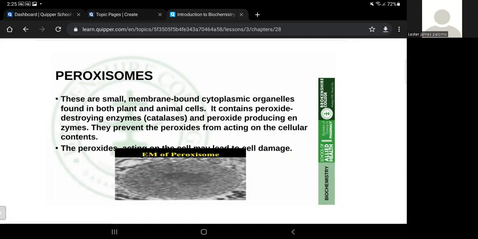Remember that, for example, if we use agua oxinada, di ba? Remember when we used agua oxinada, di ba?